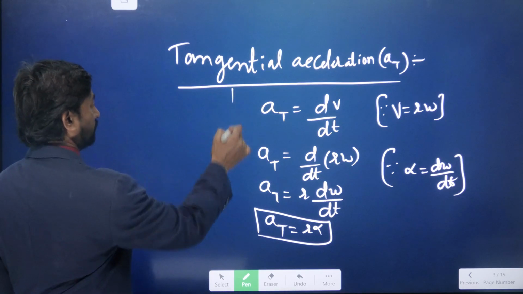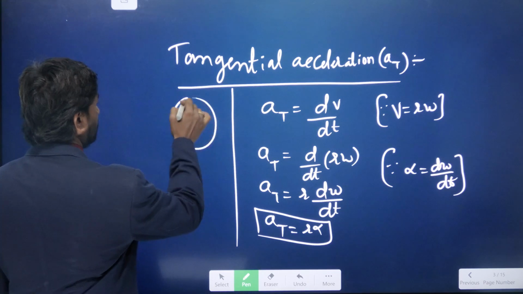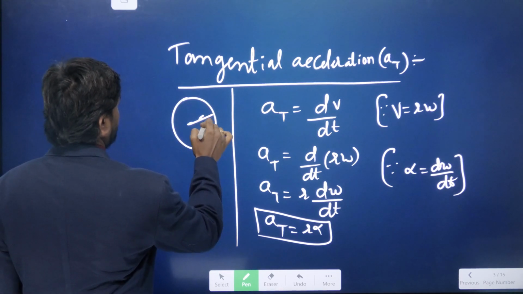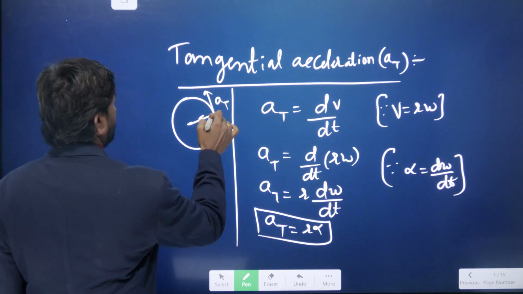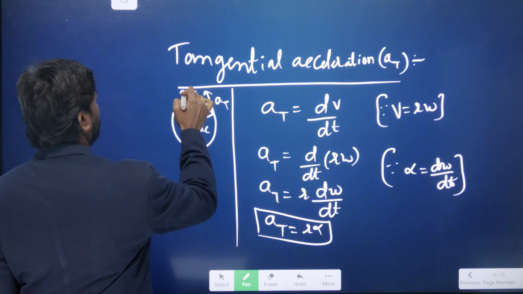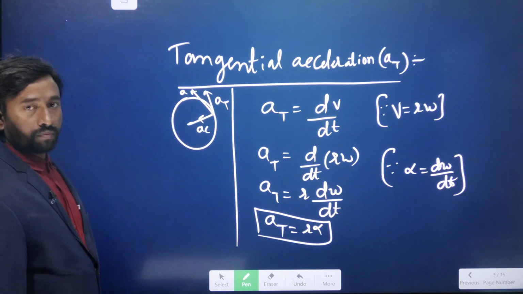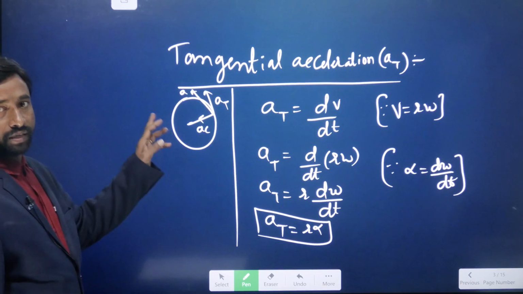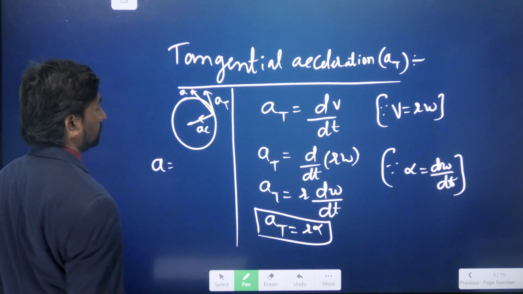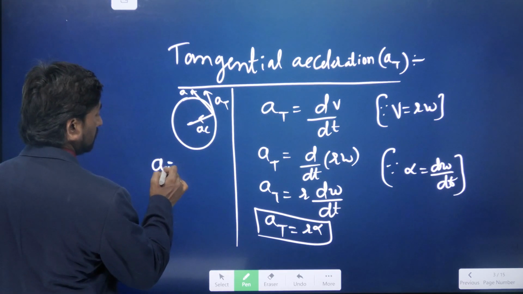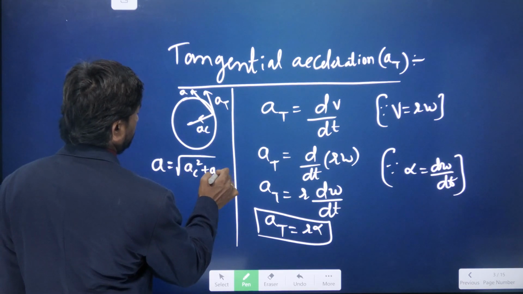Now the total acceleration on the body. If a body is moving like this, then over the center there is a centripetal acceleration acting, and along the tangent there is AT acting. The resultant of these two is said to be the resultant acceleration, the actual acceleration acting on the body. That can be written as A is equal to, using the resultant magnitude, square root of AC square plus AT square.